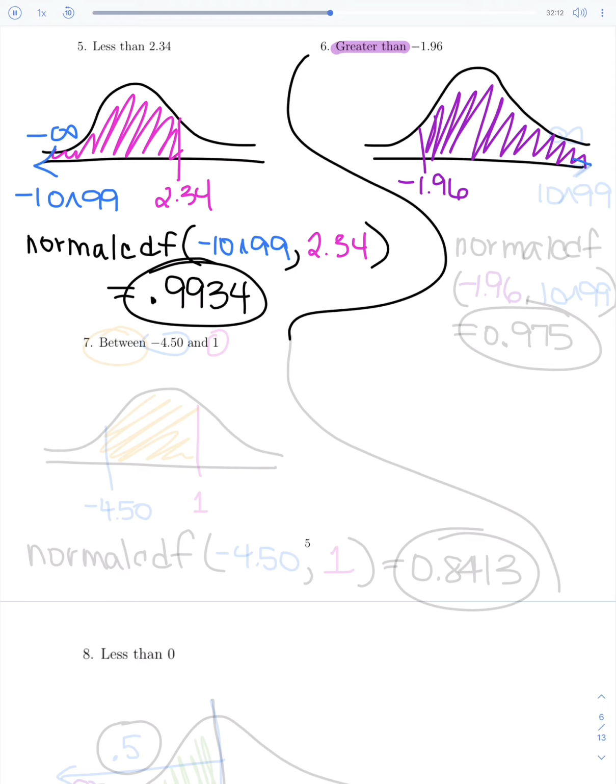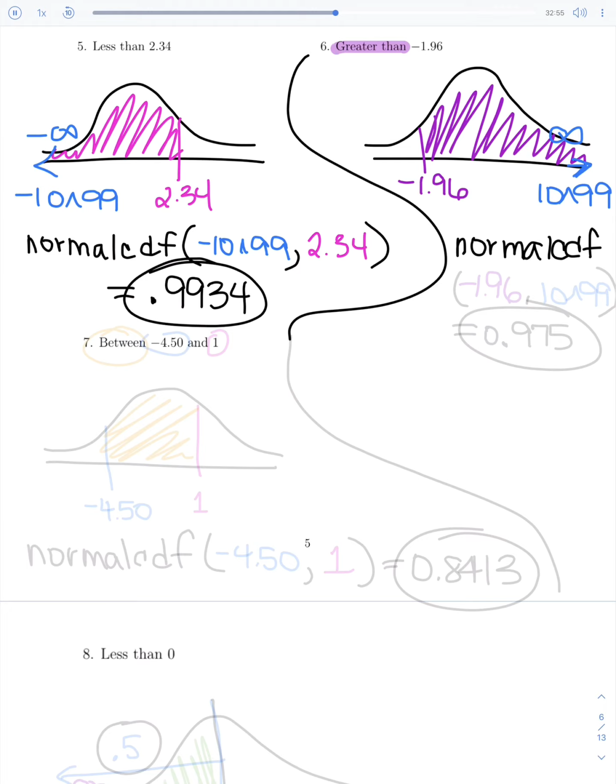So this time the area to the right, you don't have an ending point. It's going to keep on going forever to the right, which means we've got an infinity. What do we use in place of infinity down here on the right-hand side? We use a positive 10 to the 99th because we're dealing with really big positive values. So we'll still start out with the normal CDF, just like in the last one, but this time we're going to start with our first value of negative 1.96 on the left, and then we'll comma continue on forever by doing our positive 10 to the 99th.